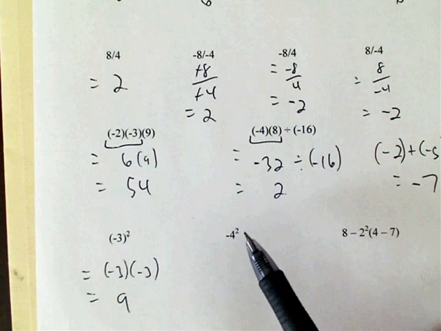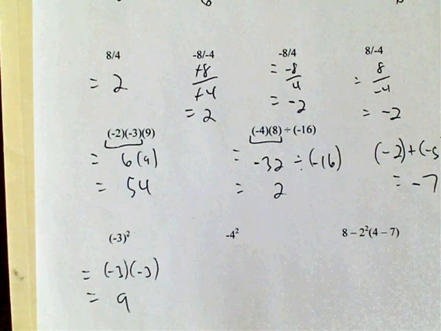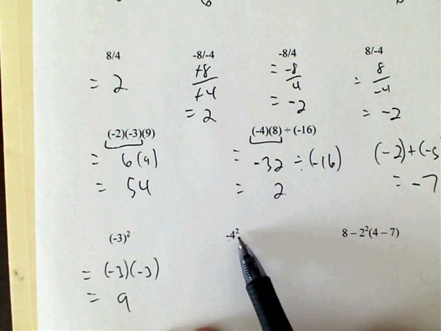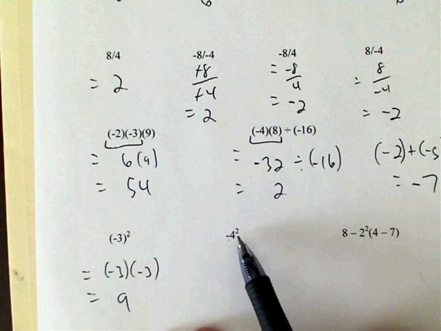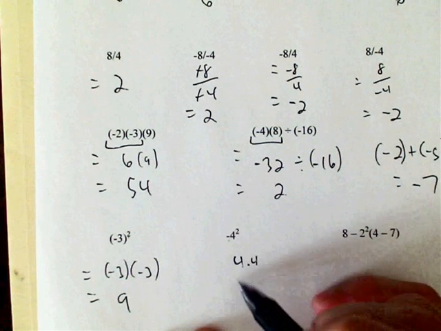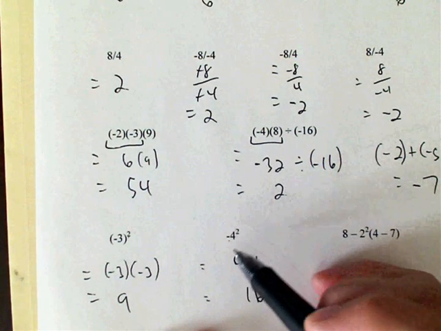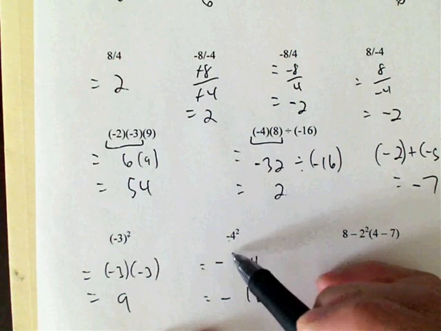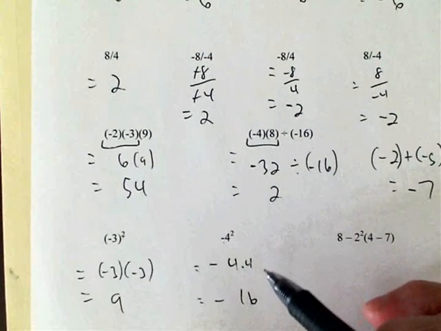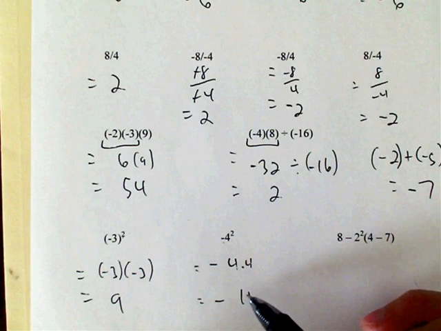Now this is the big one that people miss. This is humongous. There's all kinds of ways to explain it. One way is, this is the opposite of 4 squared. 4 squared is 4 times 4, which is 16. Now this minus sign is on the outside. So you can think of it like that. So it's like the opposite of 16, which is -16.